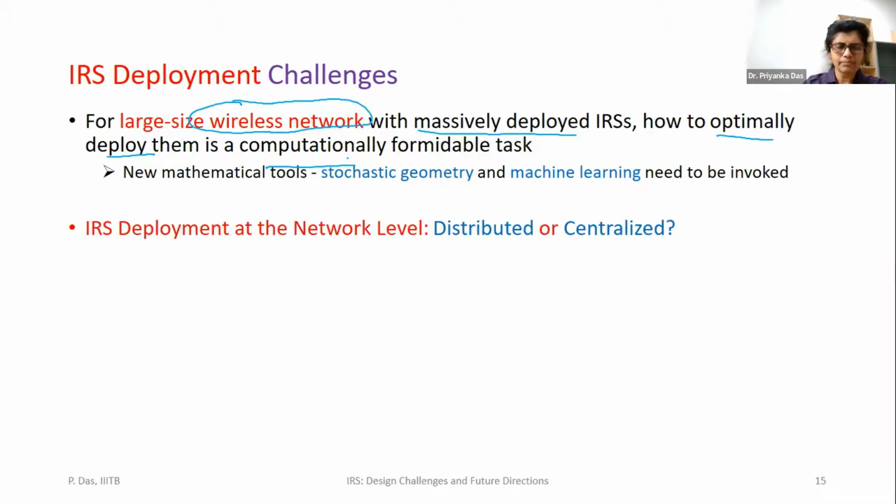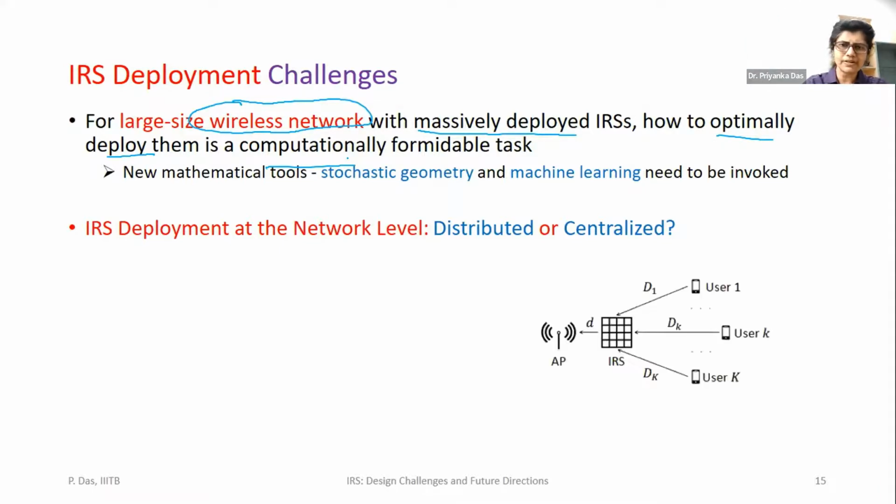Next is the IRS deployment at the network level. Those interested in doing research from the network layer point of view can look at the problem in terms of multiple access schemes. So which is better: the centralized scheme at the network level, or the distributed scheme? Now, exactly what do you mean by a centralized scheme? You have a central IRS, which is only one IRS, located very close to your AP, base station or access point, and there are users here.